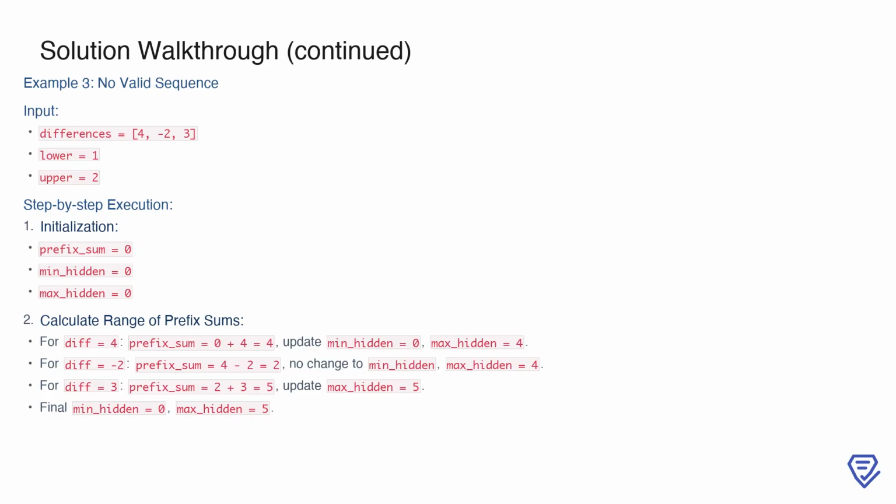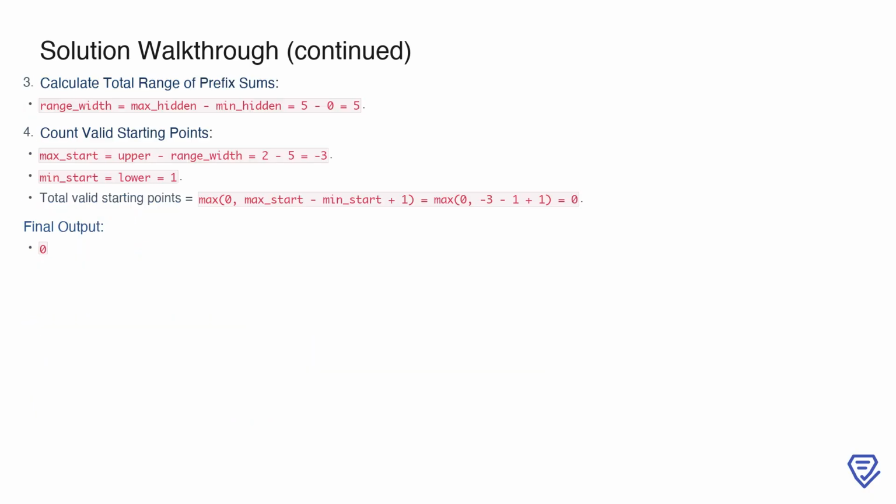The second difference, -2, reduces prefix_sum to 2, but the range remains unchanged. Finally, the third difference, 3, increases prefix_sum to 5, updating max_hidden to 5. The final values are min_hidden is 0 and max_hidden is 5.